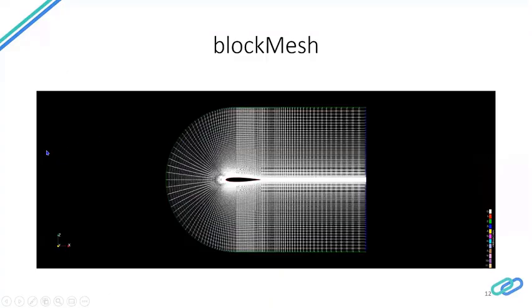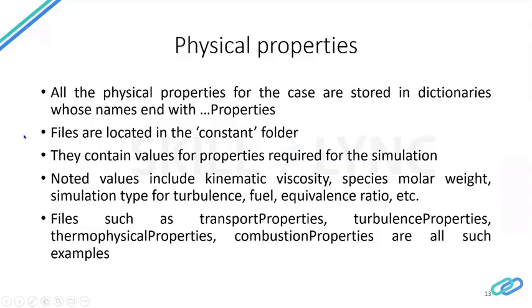This is a good example of the functions of blockMesh. In here, this is a blockMesh for symmetric NACA 0012, I think, airfoil. We split the domain geometry into different blocks and give grading for each of these blocks. Physical properties.